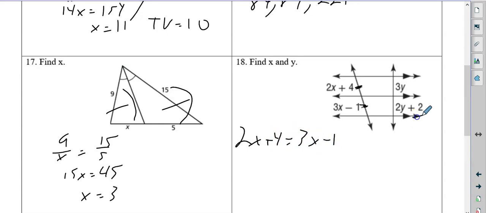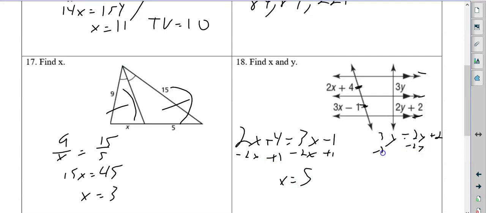Okay, and since all these lines are parallel, I can do the same thing with the y's. 3y equals 2y plus 2. So here I'm going to subtract 2x from both sides, which means I'm going to add 1 to both sides. So I get x is 5. Here I'm going to subtract 2y, and I'm done. Y equals 2. And we are done with Chapter 8 review.